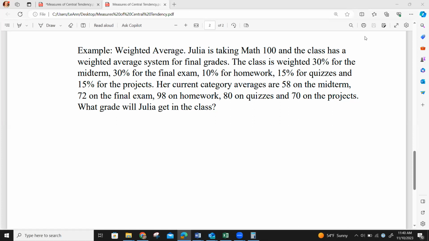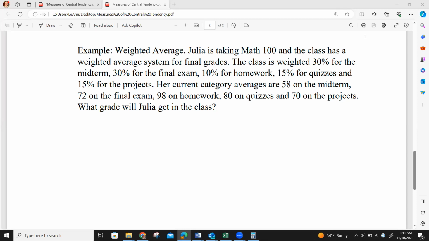All right, so our last example is of a weighted average system. Julia is taking Math 100 and the class has a weighted average system for final grades. The class is weighted 30% for the midterm, 30% for the final exam, 10% for homework, 15% for quizzes, and 15% for the projects. Her current category averages, probably right at the end of the semester, are 58 on the midterm, 72 on the final exam, 98 on homework, 80 on quizzes, and 70 on the projects. What grade will Julia get in the class?